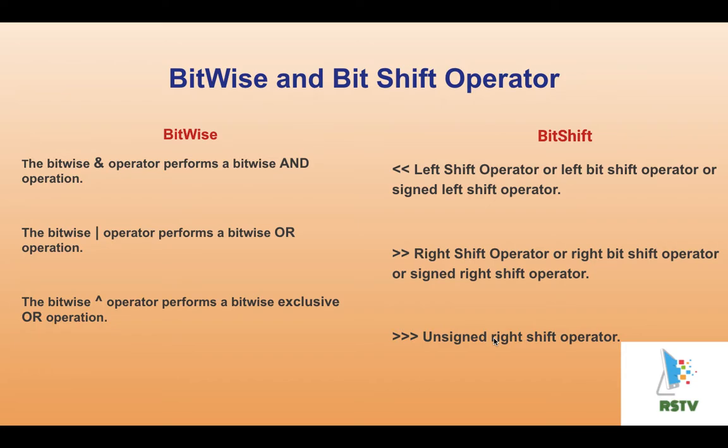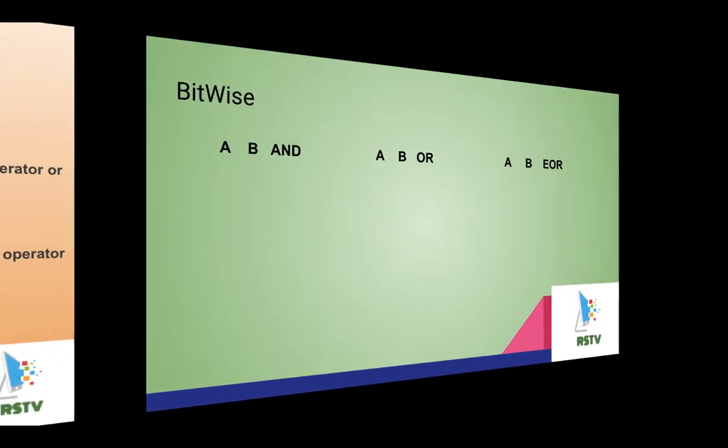First we'll discuss the bitwise operators. The bitwise AND operator behavior is that both conditions should be true, then only the result will be true, otherwise false. I'll go to the next slide.